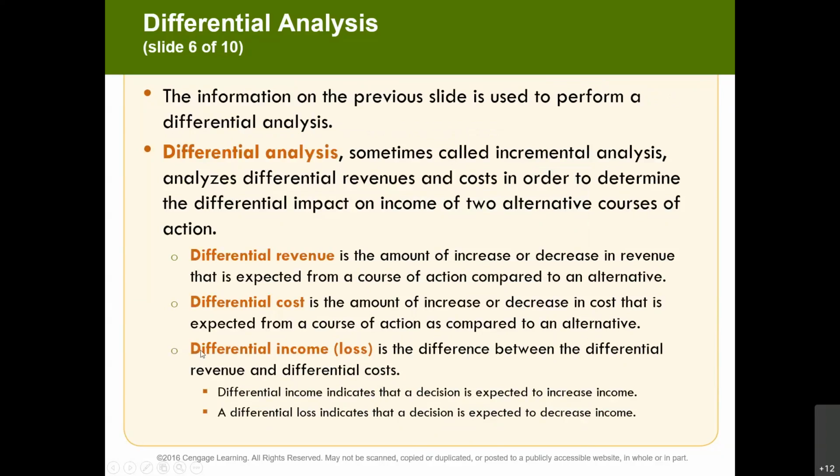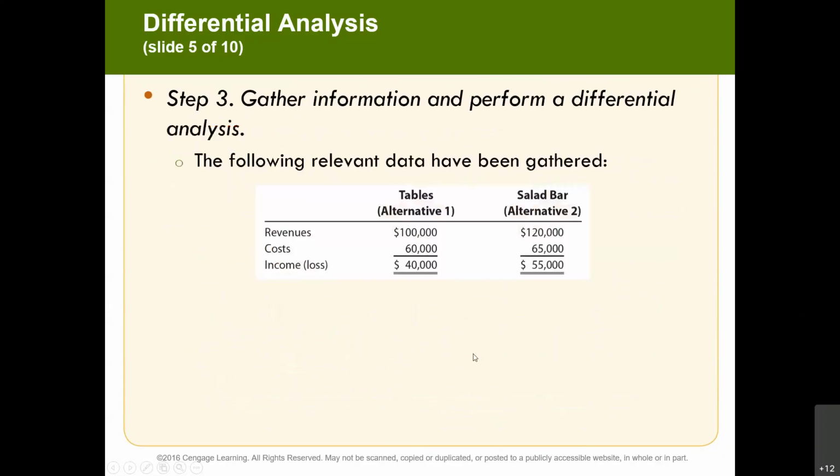And then, of course, we look at our differential income or loss. And that's the difference between the two within the differential. And so there we're looking at a $15,000 increase in income between the alternatives.